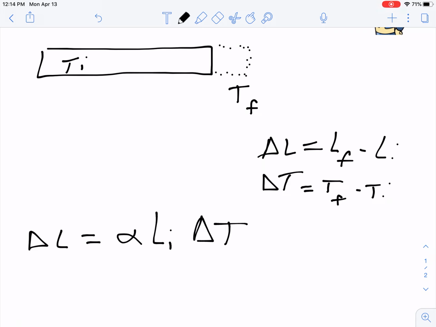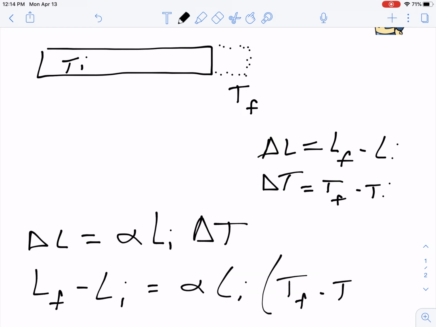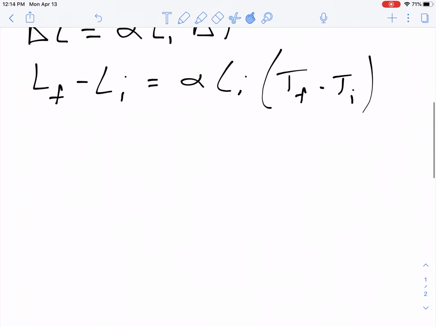So there you have it. You have the coefficient of linear expansion and the role it plays in linear expansion, delta L. And just to remind you, just in case it's not obvious, delta L is L final minus L initial. That'd be alpha. And then delta T is just going to be T final minus T initial, in case that wasn't obvious.